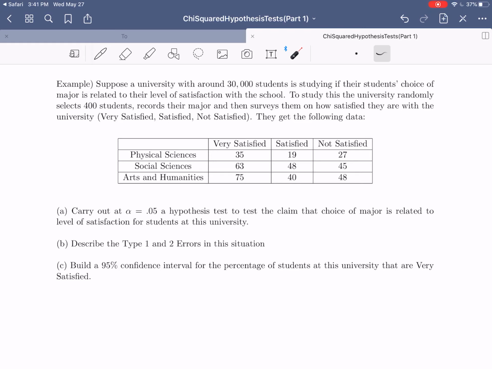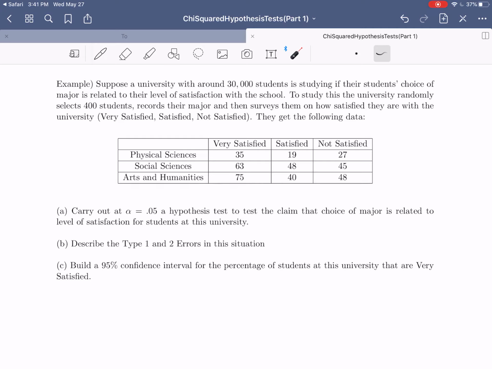And they give them 3 options: very satisfied, satisfied, and not satisfied. And they get the following data. So they classified their students as majoring in physical sciences, social sciences, or arts and humanities. And then they had very satisfied, satisfied, and not satisfied.